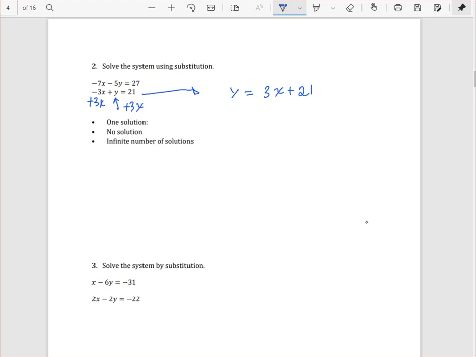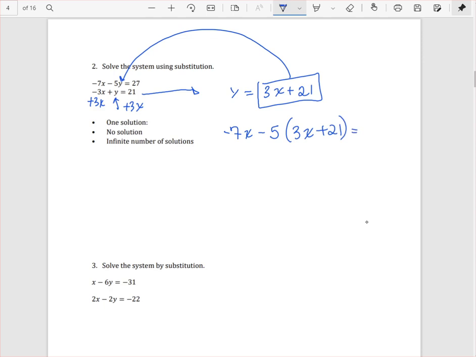And now that I have that, I am going to plug in this part for the y on the other problem. So it's going to be negative 7x minus 5. Instead of y, I'm going to write 3x plus 21 equals 27. And then I'm just going to multiply them out.